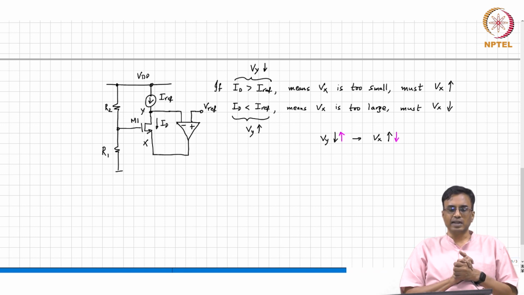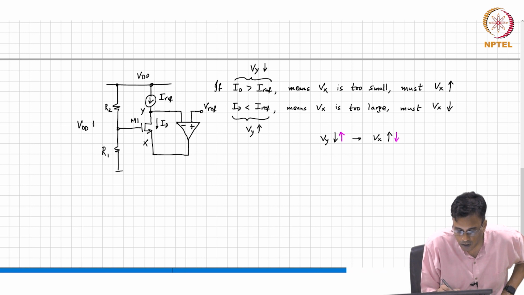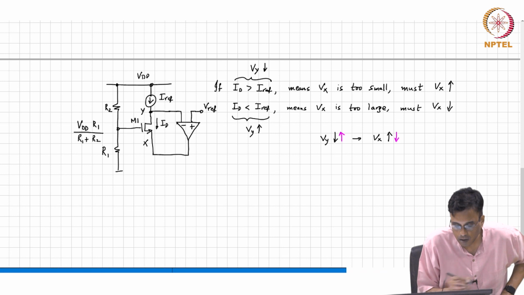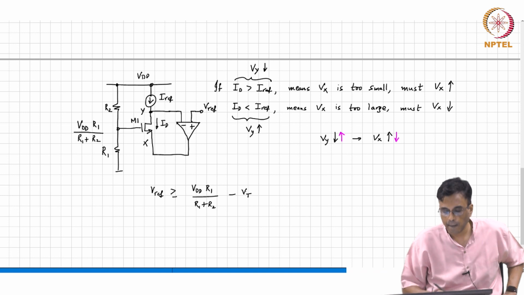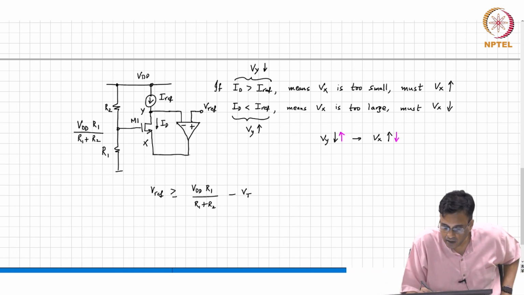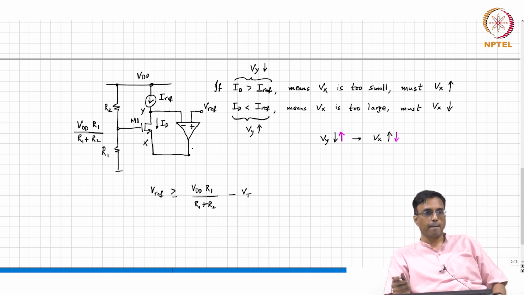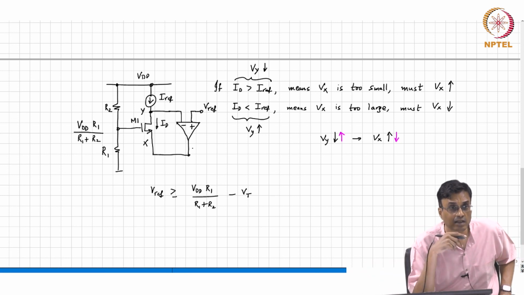So, the gate potential of course is Vdd times R1 by R1 plus R2. Okay, and so therefore Vref must be greater than or equal to Vdd times R1 by R1 plus R2 minus Vt. All right. And what comment can you make about the potential at the source? How will you find the potential at the source? Okay, Vg minus? Yeah, very good.